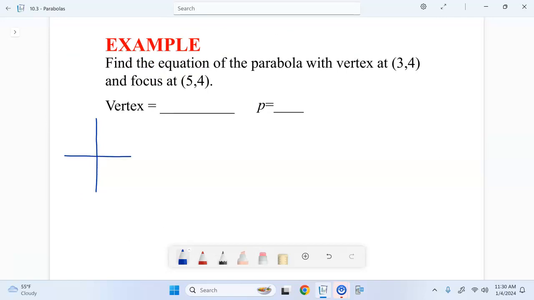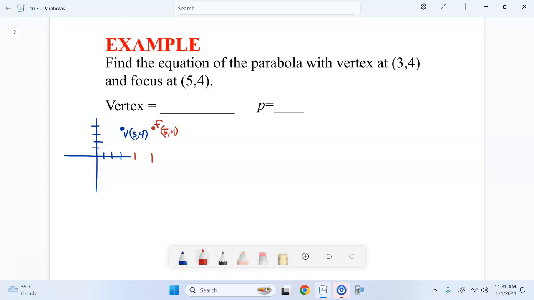So we have a vertex at 3, 4. What quadrant is that going to be located in? Located in quadrant 1, up in the top right. So 1, 2, 3, 1, 2, 3, 4. Okay, so there's my vertex at 3, 4. Now, our focus is at 5, 4. So relative to our vertex, where is that going to be? Left, right, up, or down? From our vertex, we're going to go over right just a little bit more to get the focus.